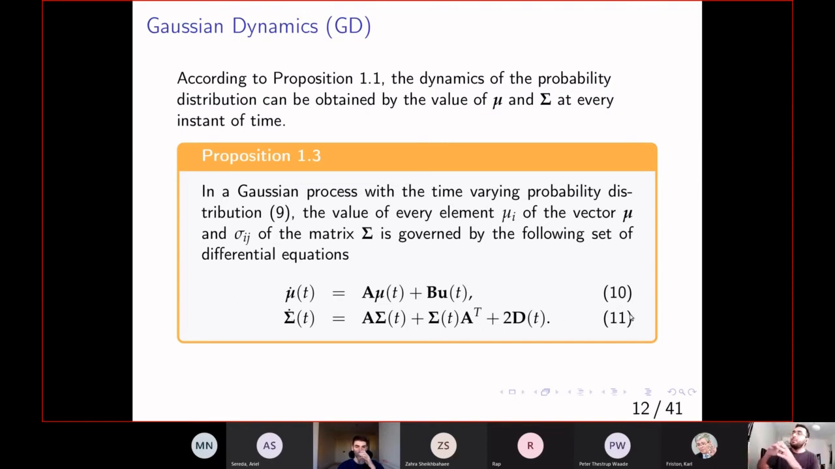So you see, when we have something which is linear, even though it's a probabilistic process, we can at least have some sort of deterministic dynamics, but in terms of the mean and covariance. And from there, we can do stochastic simulations.